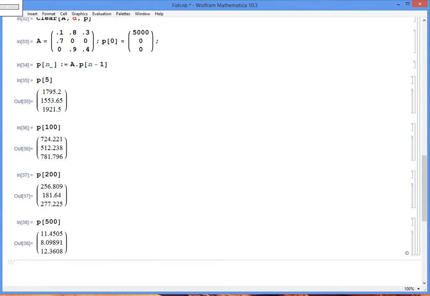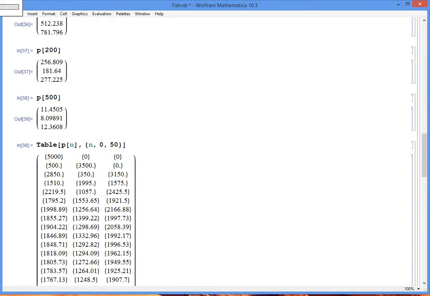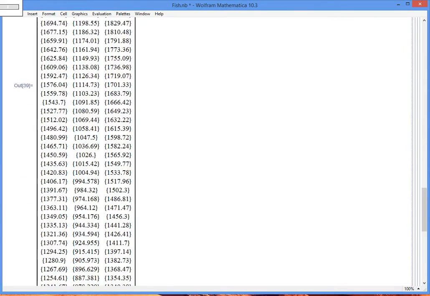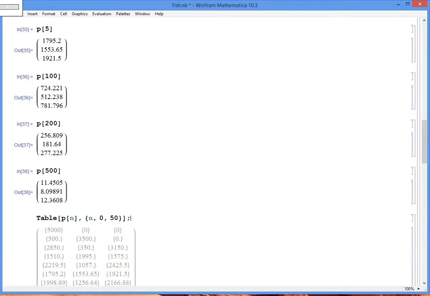But maybe a better way of depicting the answer here would be in a table, right? So I could make a table of P sub n, where I change the variable n starting at 0, going to 50. This is how I would input it, and there we go. Now I've got a table. I can see that my values are decreasing. But again, it's not the most helpful.